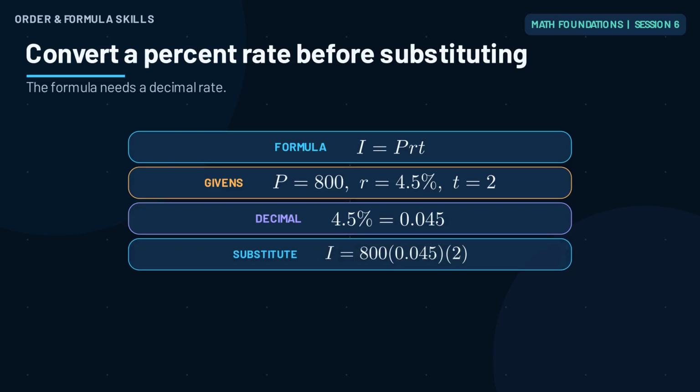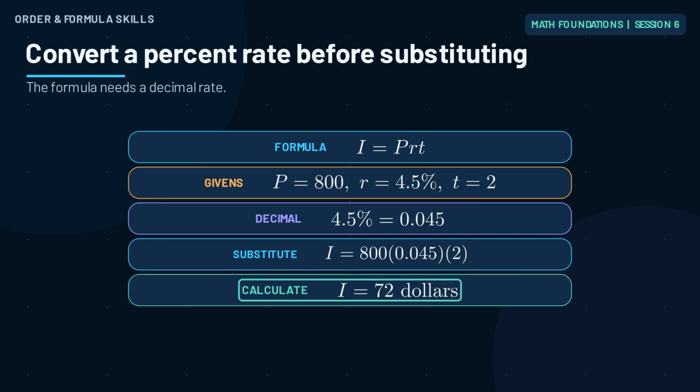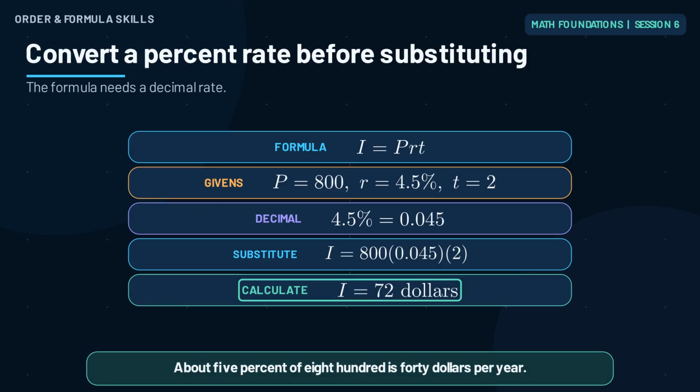Now substitute. I equals 800 times 0.045 times 2. 800 times 0.045 is 36, and 36 times 2 is 72. The simple interest is $72. About 5% of 800 is 40 per year, so 72 over 2 years is sensible. A percent sign is a reminder to convert before substitution.